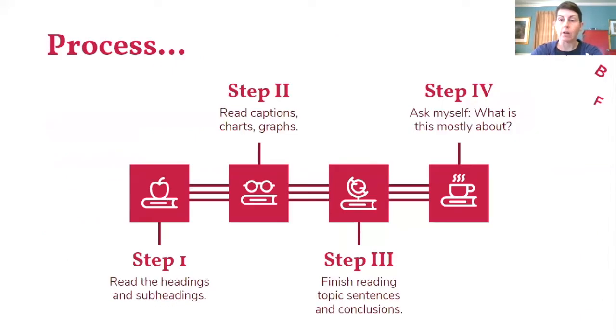So we're going to look at an article today, and we're going to follow these simple steps. Step one, I'm going to read the heading and the subheadings. The heading is usually the title, the very big and largest bold blackface type, and sometimes it's in color. The second step is to find the captions, the charts, and the graphs, and read all of those. My next step is to read the topic sentences and then the conclusions. And the last step is to ask myself as a reader, what was this mostly about?